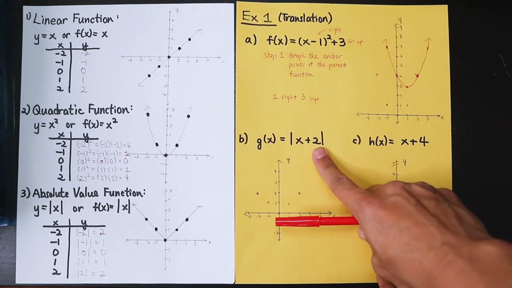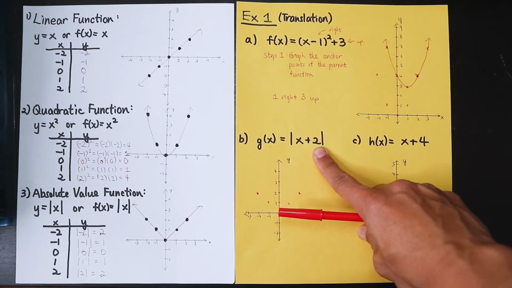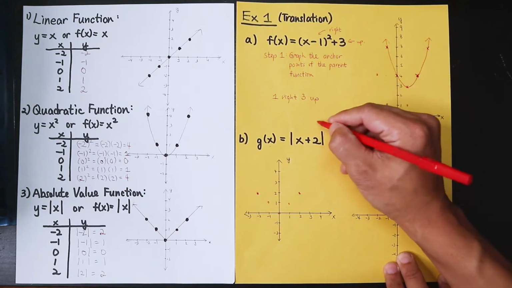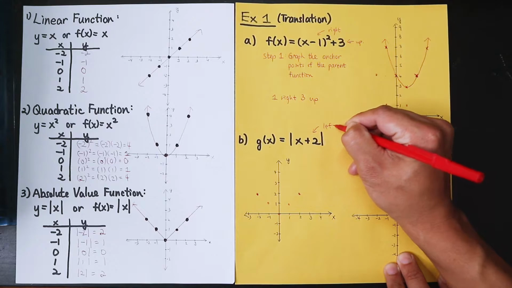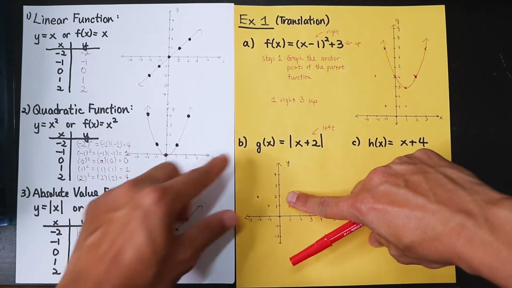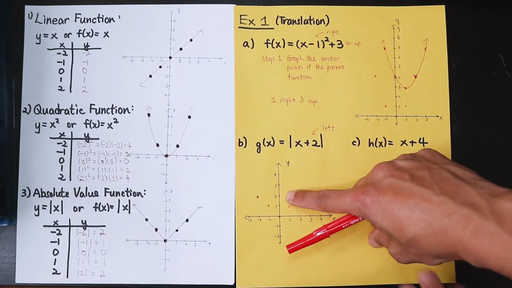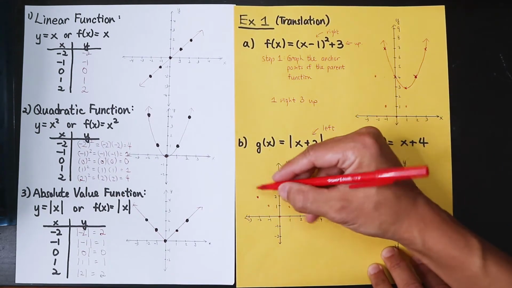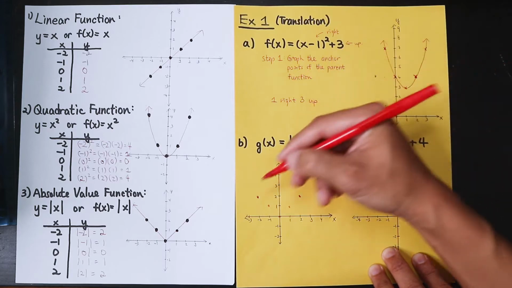Now since there's only one number and this is a positive 2 inside this mother function, it's going to be 2 units to the left. So all you have to do is move these 5 points 2 units to the left. So let's take a look at that. I'm going to start with this point. I'm going to move 2 units, 1, 2, to the left, right?